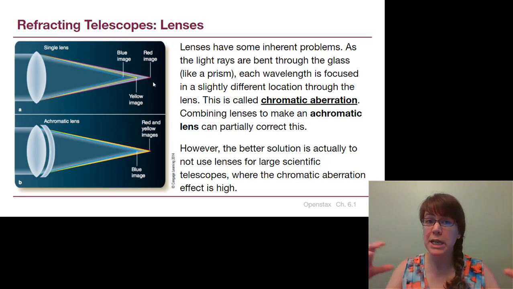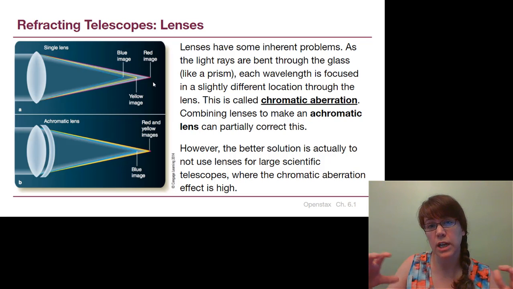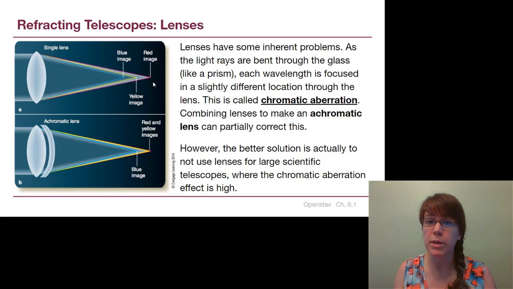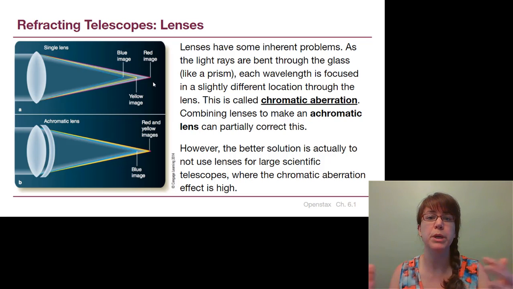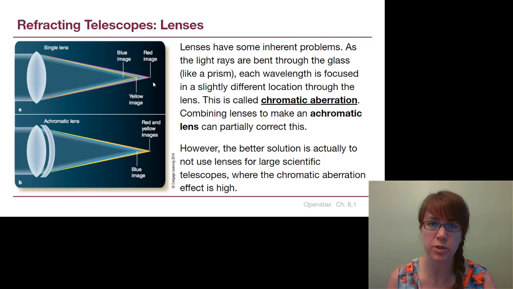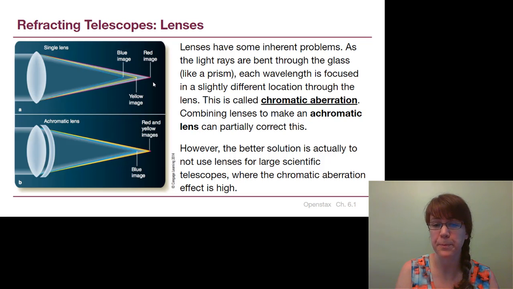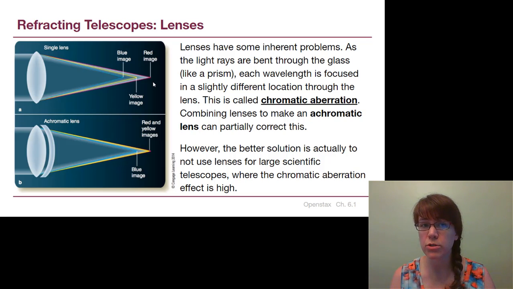And the bigger a lens is, the more gravity is going to pull it out of shape, which became an issue as astronomers tried to build bigger and bigger refracting telescopes. They started to have issues with having lenses stay in the proper shape to make crisp images to look at. So the better solution is just to avoid glass lenses entirely.